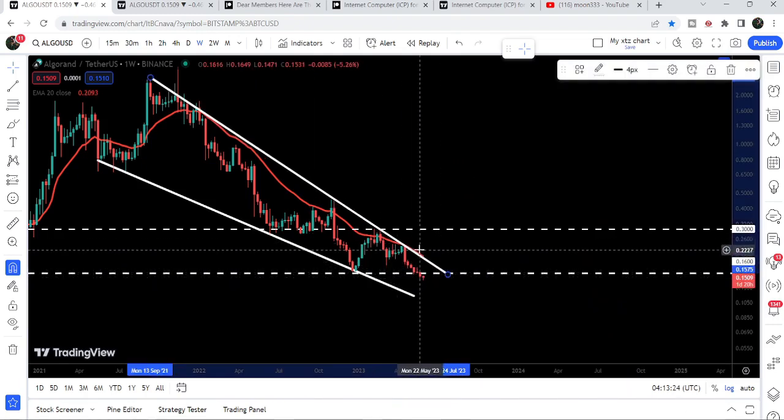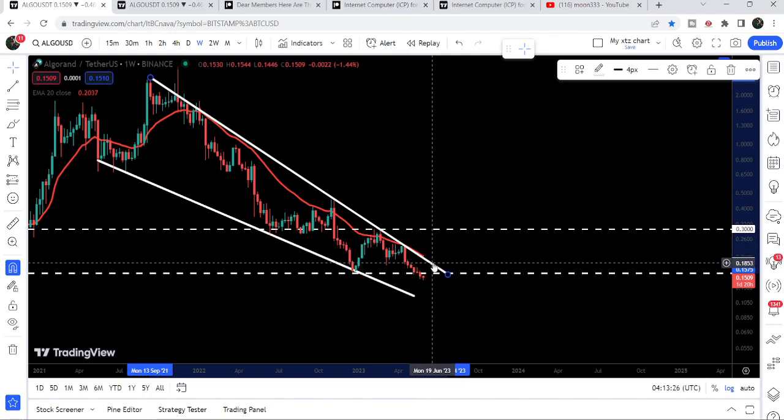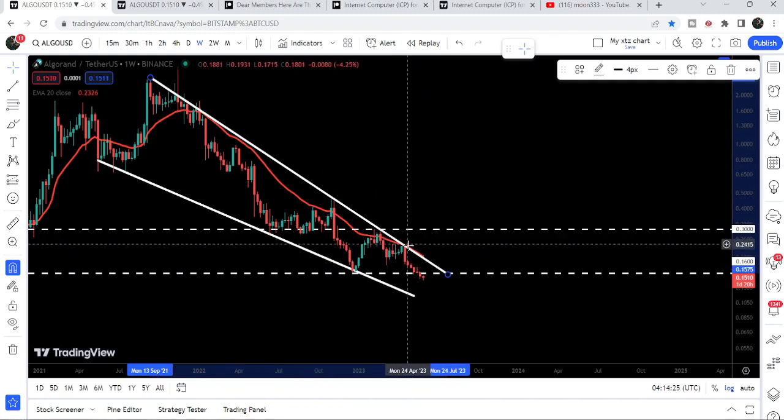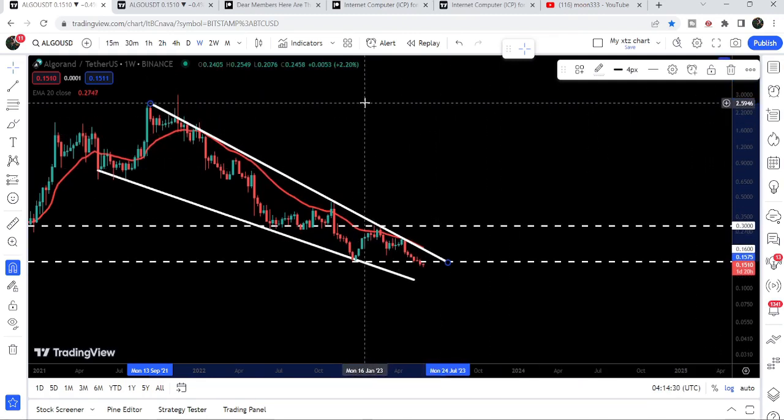We can see that the resistance of this falling wedge pattern is approximately at 18 cents. And once the price line is able to break out of this resistance of the bigger falling wedge pattern, then the target can be here at the top of the wedge, approximately between $2.50 to $3. So this was the update so far.